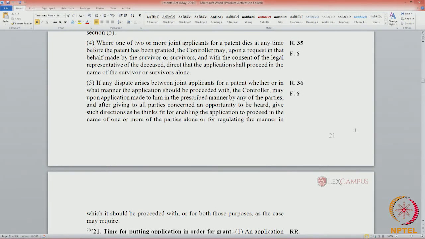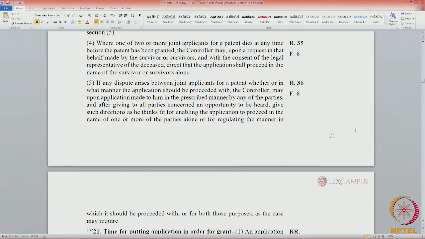If any dispute arises between joint applicants for a patent, whether or in what manner the application should proceed with, the controller may, upon application made to him in a prescribed manner by any of the parties, and after giving all the parties concerned an opportunity to be heard, that is a hearing, again you find a hearing coming here, give such directions as he thinks fit for enabling the application to proceed in the name of one or more of the parties alone, or for regulating the manner in which it should be proceeded with, or for both the purposes as the case may require.